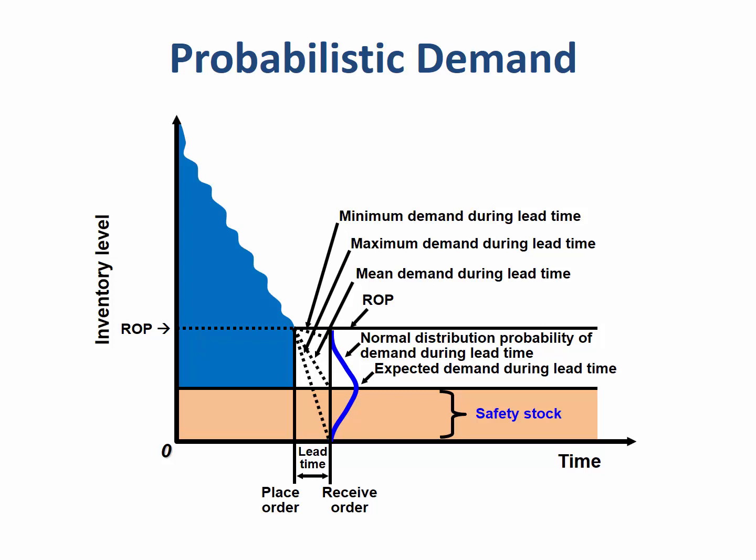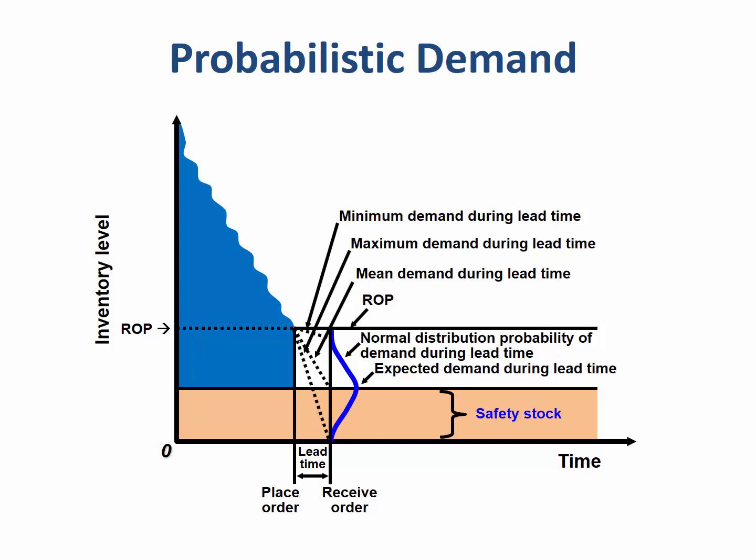So the first one that I want to introduce is a probabilistic model. In the models that we have seen before, we assumed that demand was known and constant and therefore very predictable. In a probabilistic demand model, instead, we're going to assume that there is variation in the demand. That's what we see here.